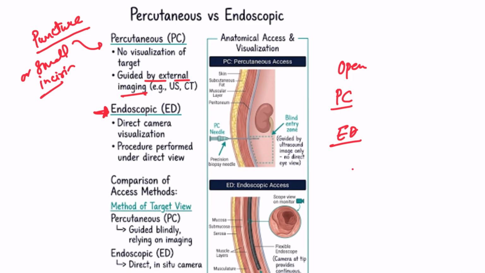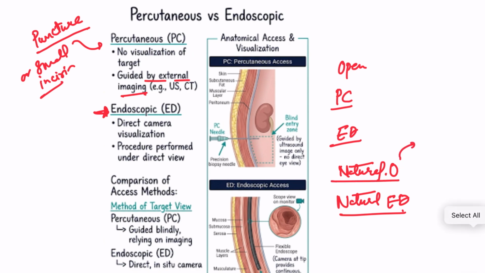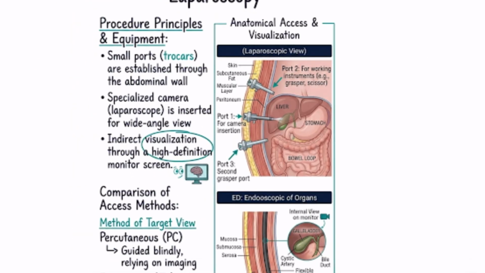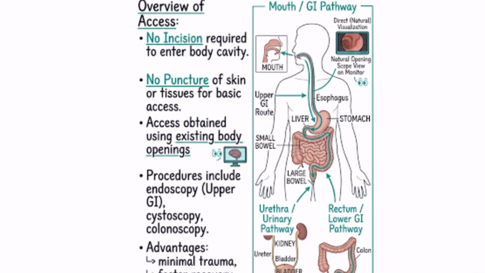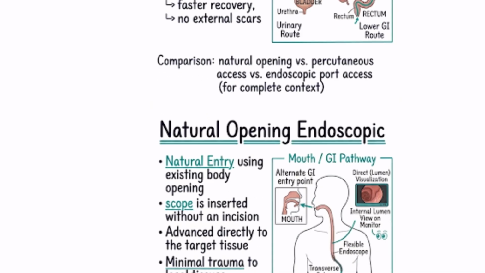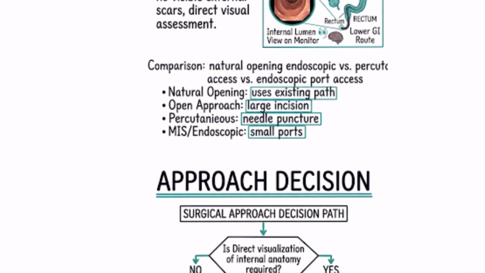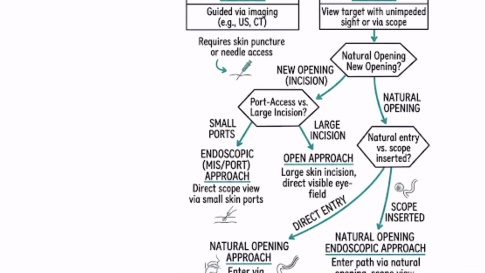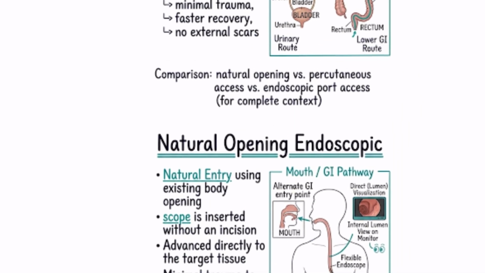It is percutaneous endoscopic. Now let's take a different situation: what if there is no incision, no puncture, and the surgeon uses an existing opening of the body, that is a natural opening. Think of procedures done through the mouth, urethra, rectum. The body is not being cut, it is accessed through a natural pathway. Let us take colonoscopy. The scope is inserted through the rectum, no incision, no puncture. So the approach is natural opening. Now, if the same procedure uses a scope for visualization, it becomes natural opening endoscopy.